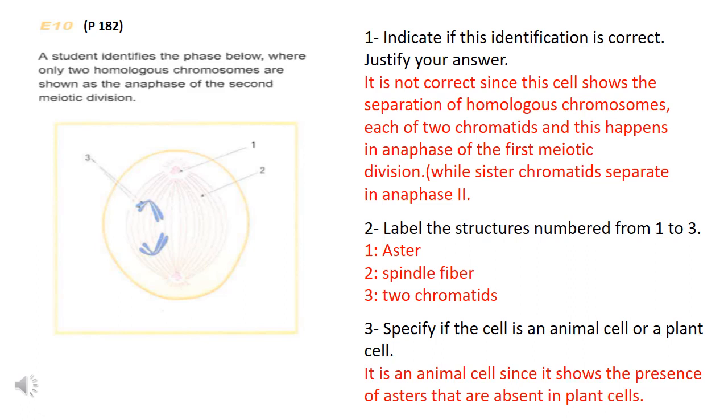It's an animal cell. Why? Since it shows the presence of asters that are absent in plant cells. So always search for the asters. Whenever you see asters in the cell, then this is an animal cell. If no asters are observed, then this is a plant cell.